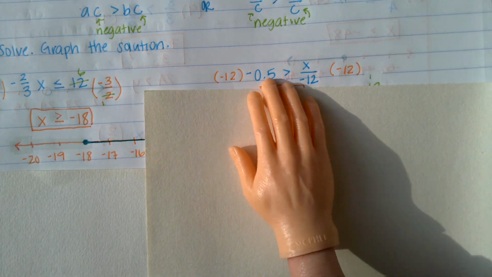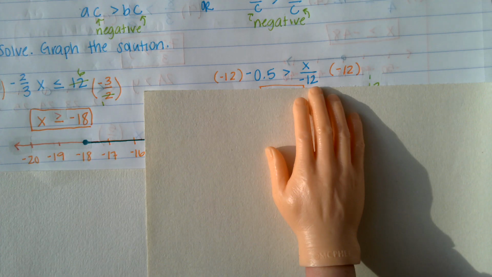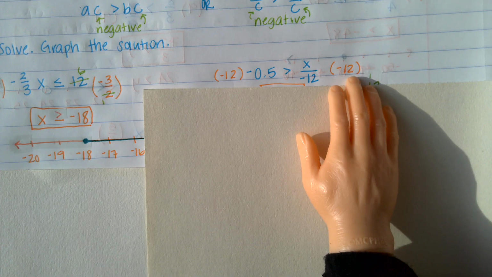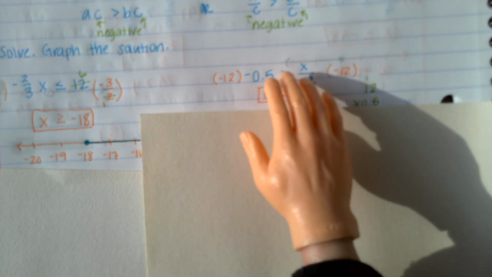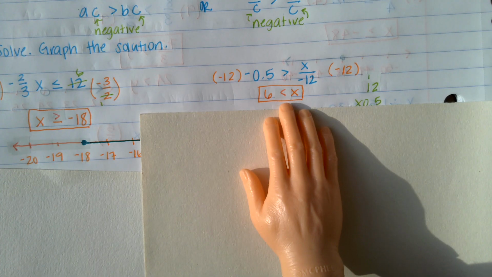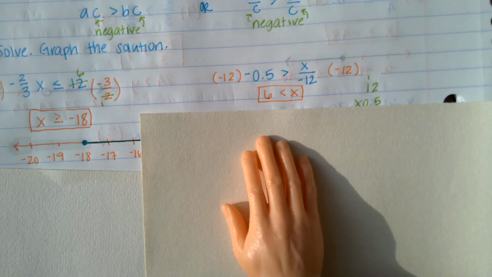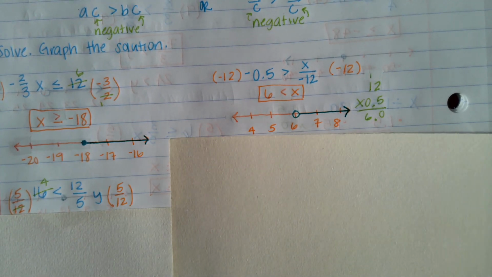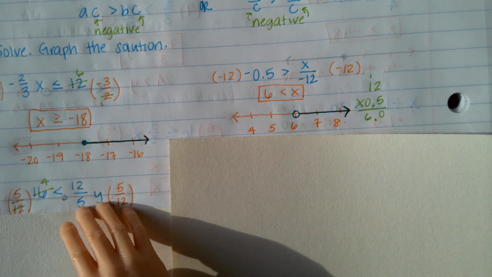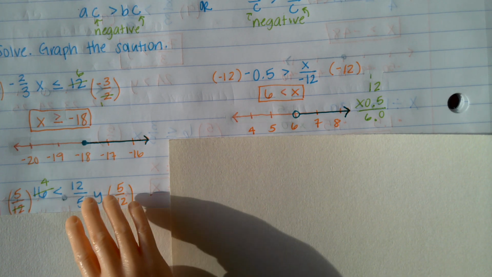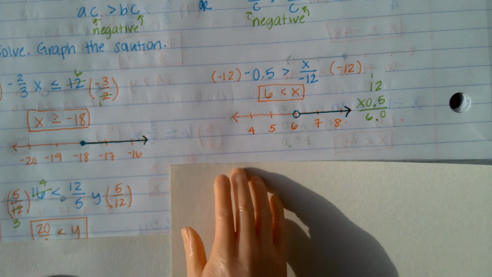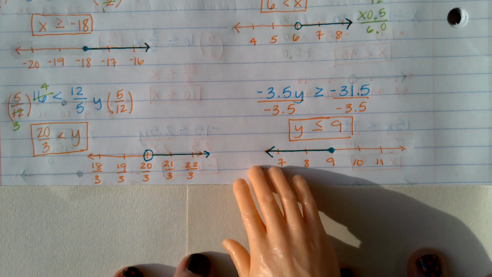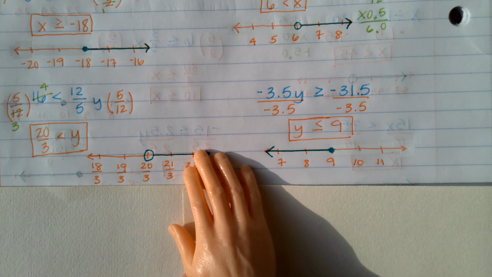Then I have negative 0.5 is greater than x over negative 12, and to get rid of this dividing by negative 12, we need to multiply each side by negative 12. And in multiplying by a negative number, it switches from a greater than to a less than. So now x is greater than 6, and we have that shown here. If I have 16 is less than 12 over 5y, again, to divide by a fraction, you multiply by the reciprocal, and we get 20 over 3 is less than y. So our graph shows y is greater, so it goes to the right.